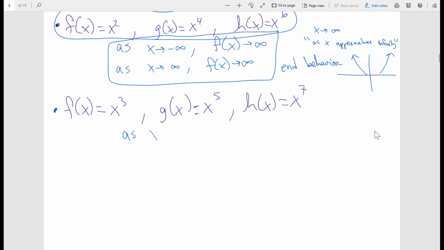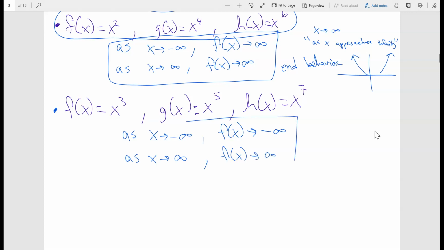So as x gets negative, my y values, my f of x, also get negative. And as x gets positive, my y values also get positive. Okay, so that is the end behavior for powers that are odd. That's basically what it is.